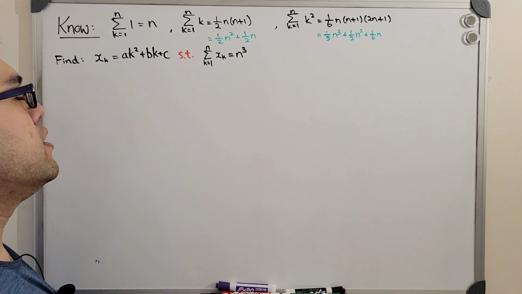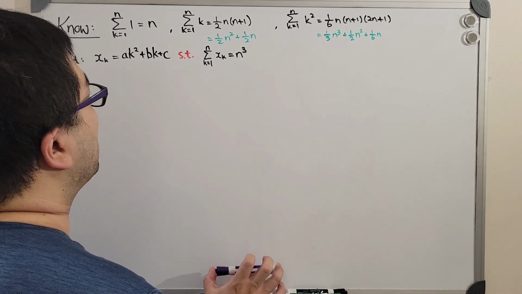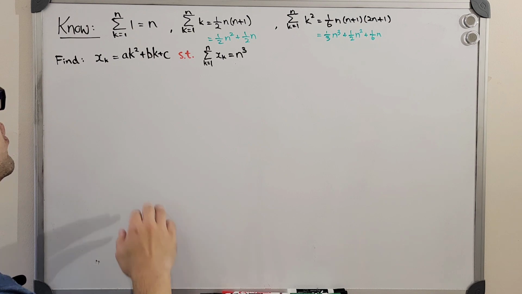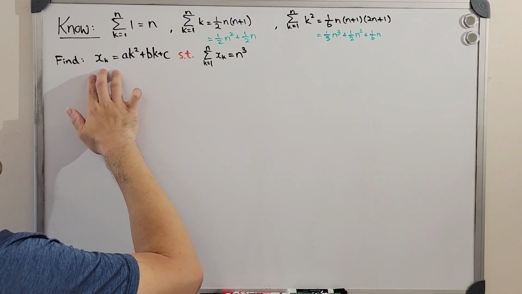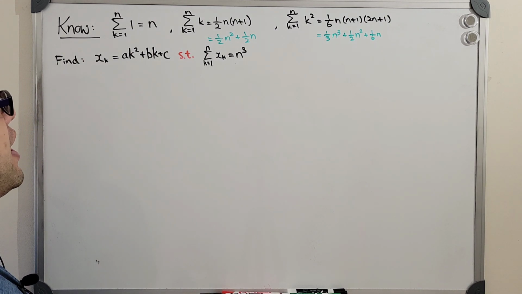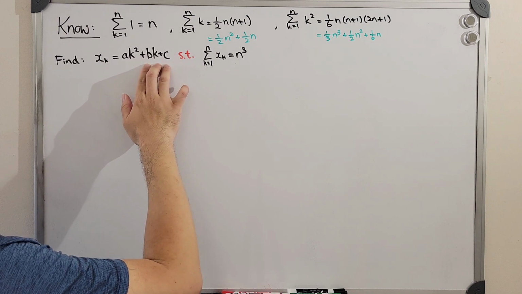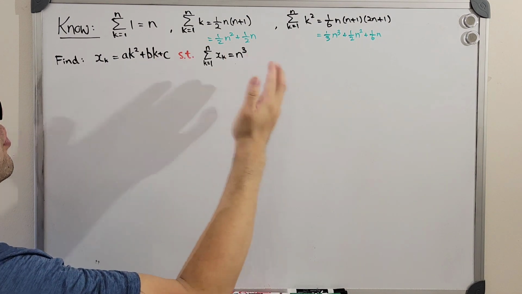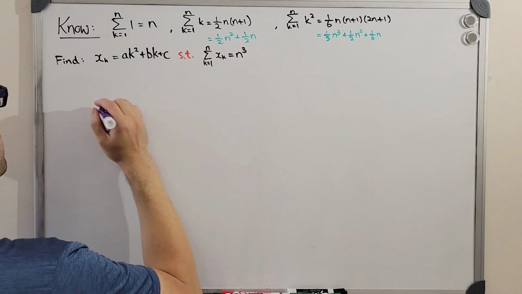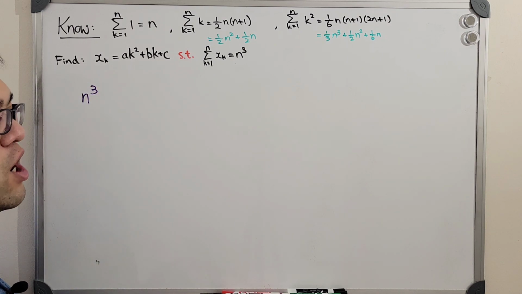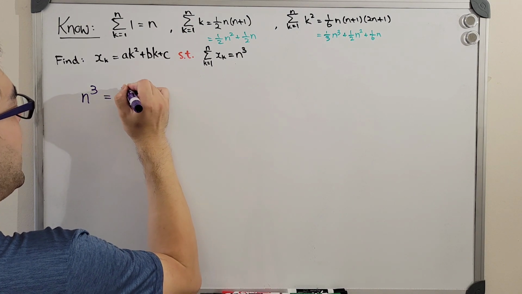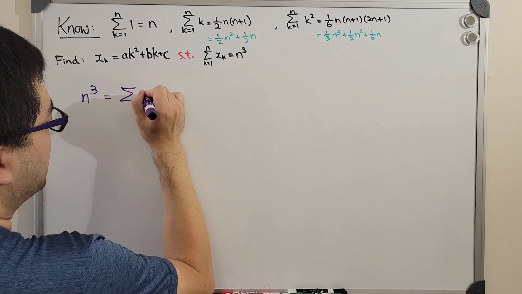Are you ready for it? Here we go. For the first method, we will need to use the known facts we have on top. As we already know, the closed form of the term of the sequence x, meaning x sub k, will have the form of a quadratic. We're going to set up an equation by rewriting the result that we want, n cubed, as the left hand side, where of course the right hand side will become the sum of the first n terms of the sequence x sub k.